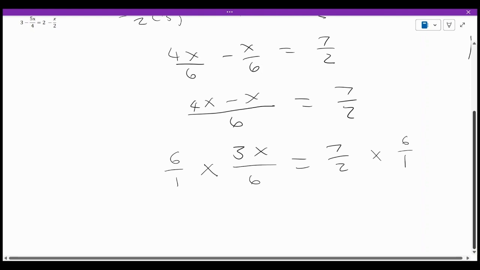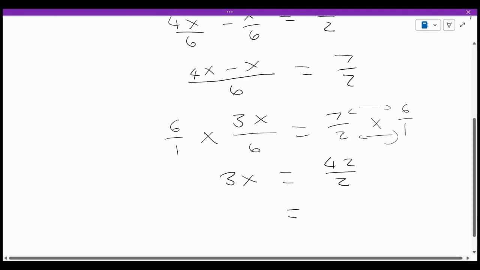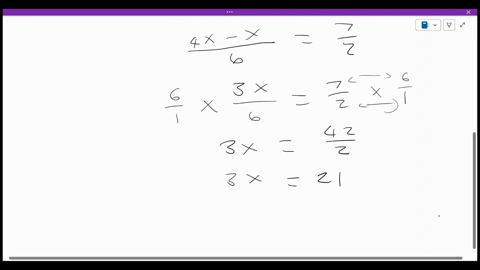Okay, so the 6 and the 6 cancel out, and then we are left with multiplication of fractions: numerator goes with numerator, denominator goes with denominator. Now we look at 7 times 6, that is 42 over 2. And what is 42 divided by 2? That is 21.